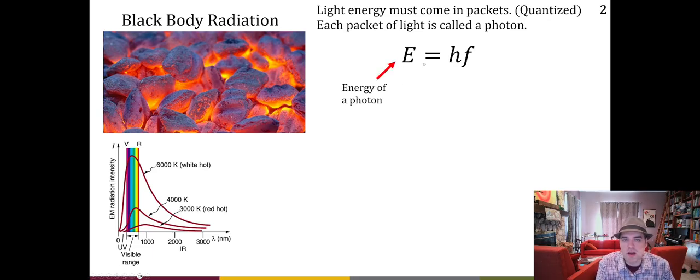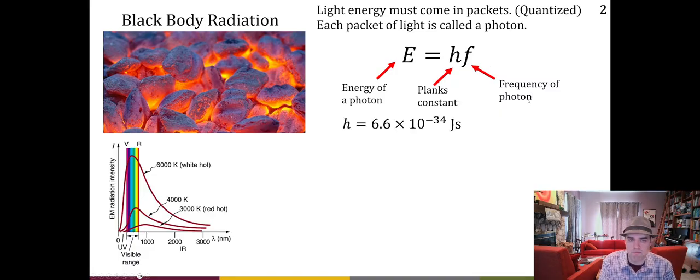So the energy of each of these individual photons is equal to h, which is Planck's constant, times f, which is the frequency of that light, the frequency of the photon. And Planck's constant is just this constant, 6.6 times 10 to the negative 34th joule-seconds. So for a particular frequency or color of light, if I wanted to ask what's the smallest energy that light could have, we could plug it into this equation, and that will tell us.